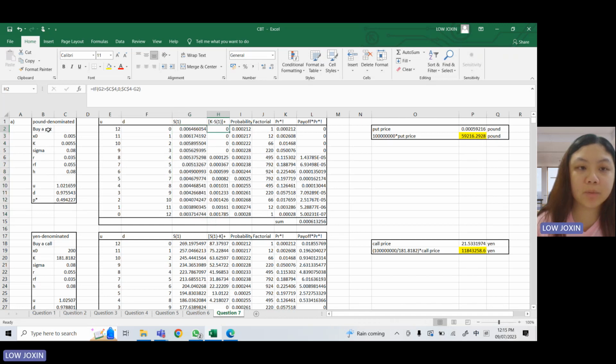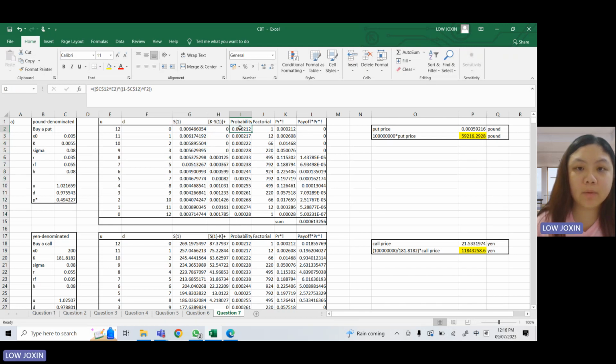And since this is a put, we will have K minus ST. So our K is 0.0055. If ST is larger than K, then we will just put 0. If not, then we will use K minus ST. Then we will get this payoff at every node.